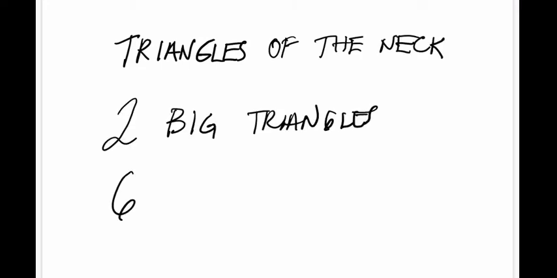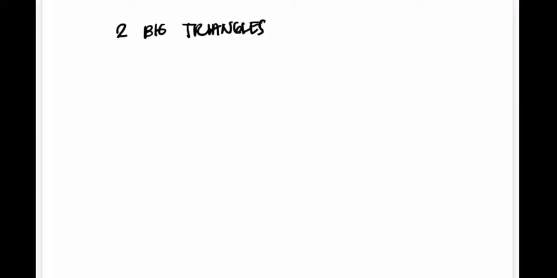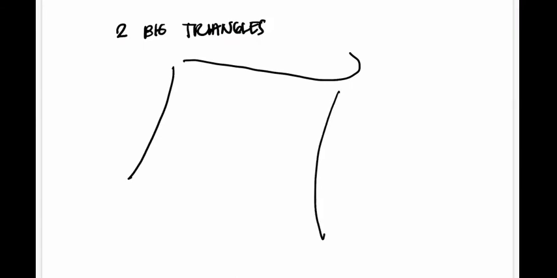In this video, we will be talking about the different triangles of the neck. We have two big triangles and six smaller triangles. Now, we will first be talking about the two big triangles. This is the lateral side of the neck, and we have different landmarks.